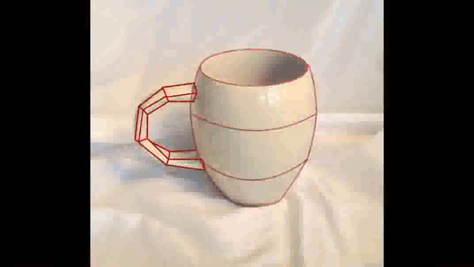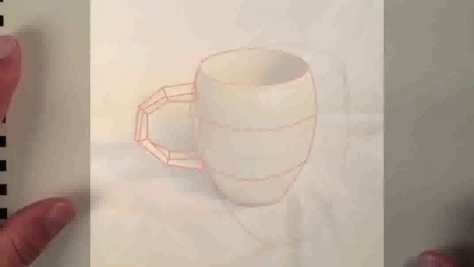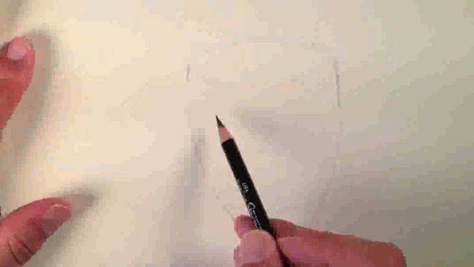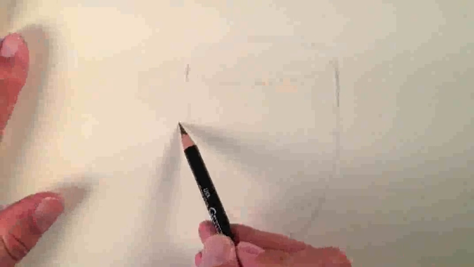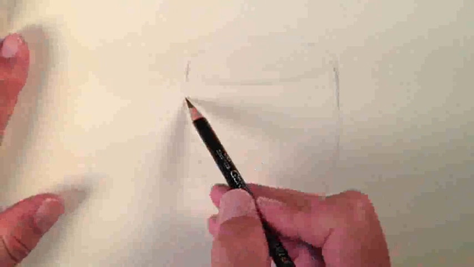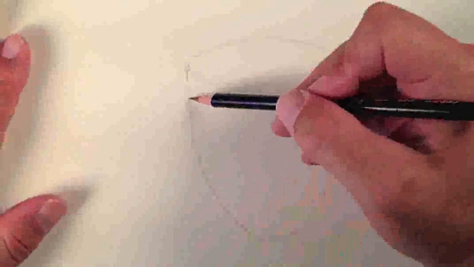Once I've got the body of the coffee mug defined, it's time to move on to the handle. Now the handle is a bit more complex. I'm still going to try to simplify it into shapes that are easy to draw. These shapes are going to be basically geometric shapes, rectangles, parallelograms, and so on.